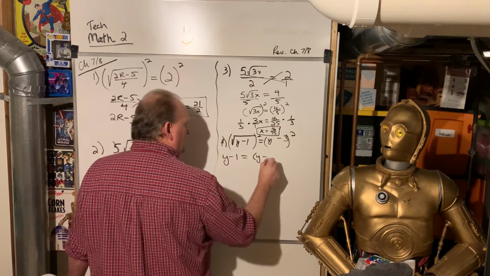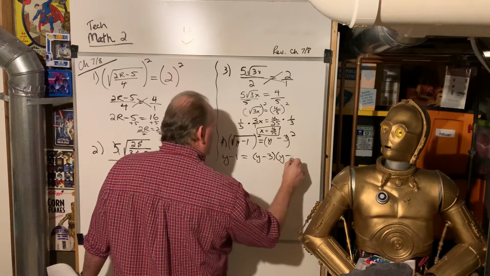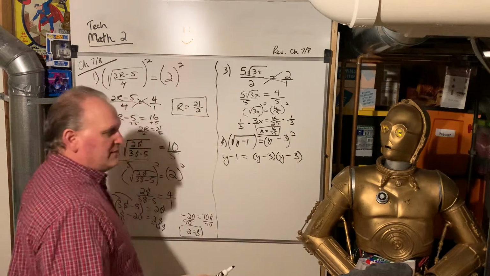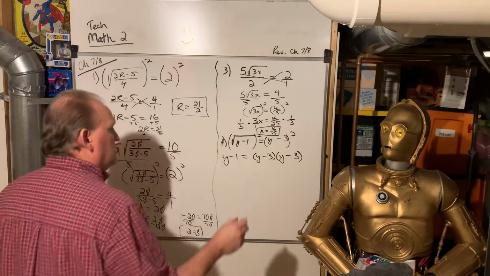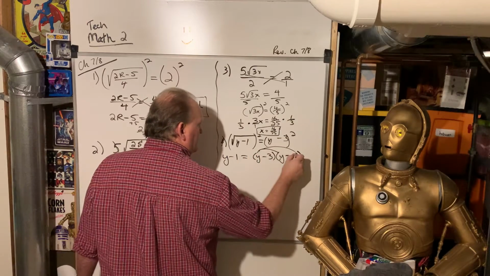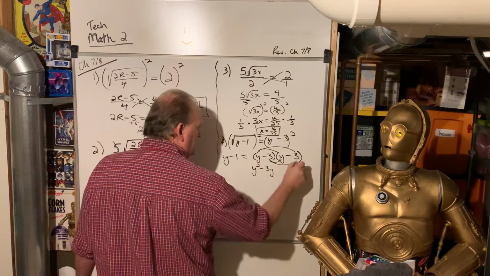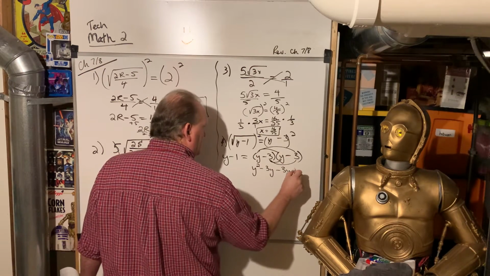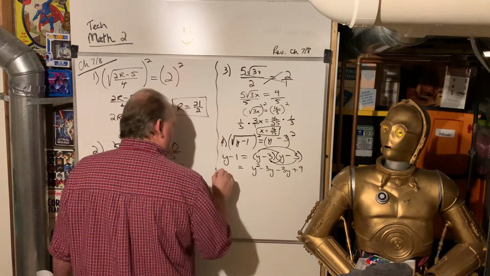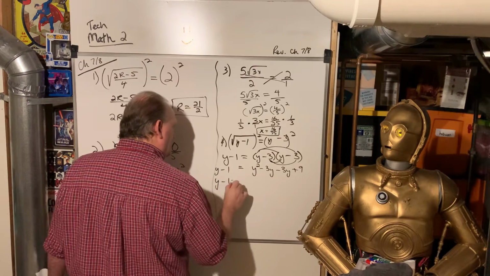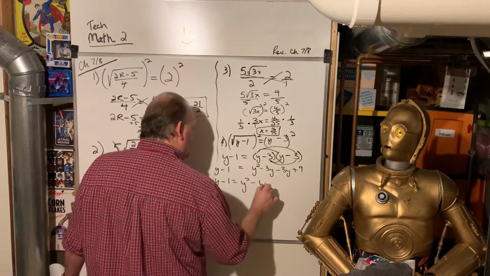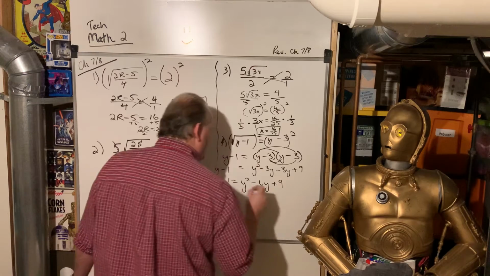This, you have to go back and do either the distributive property twice or FOIL, however you learned it. So y squared minus 3y, and then the minus 3 goes twice, so minus 3y plus 9. So you got y minus 1 is equal to y squared minus 6y plus 9.